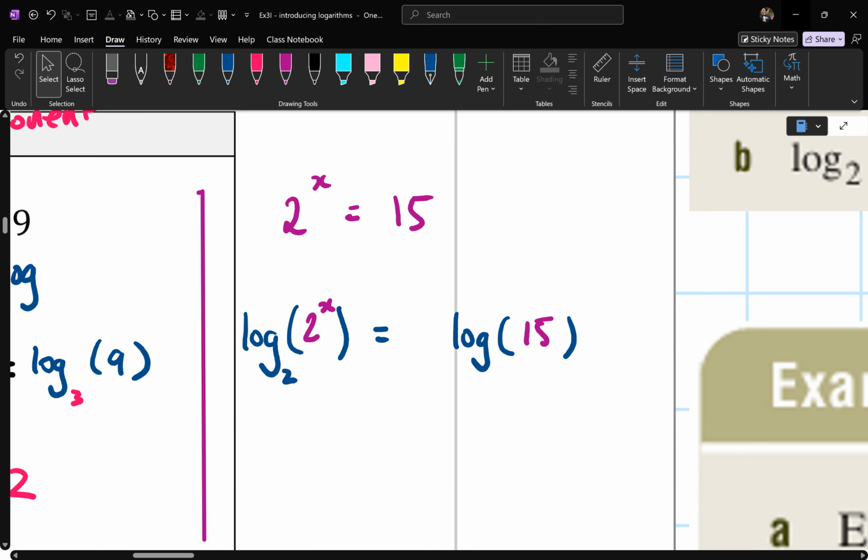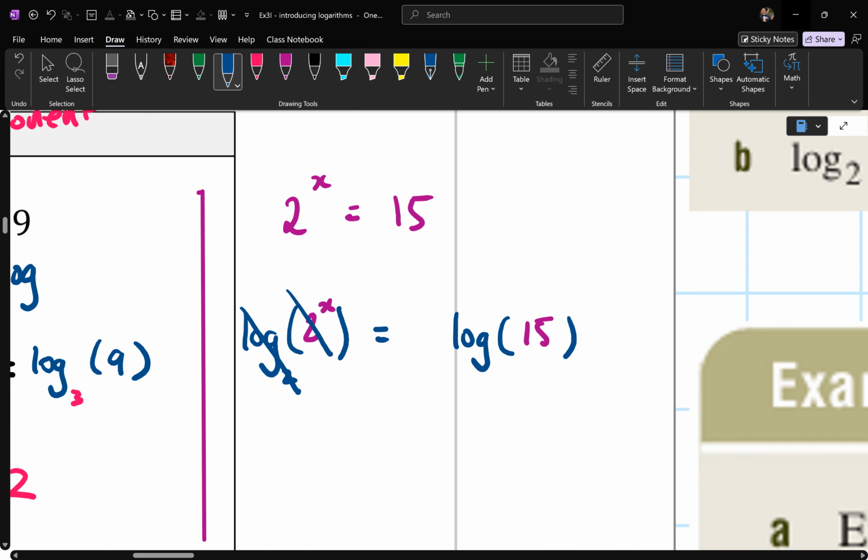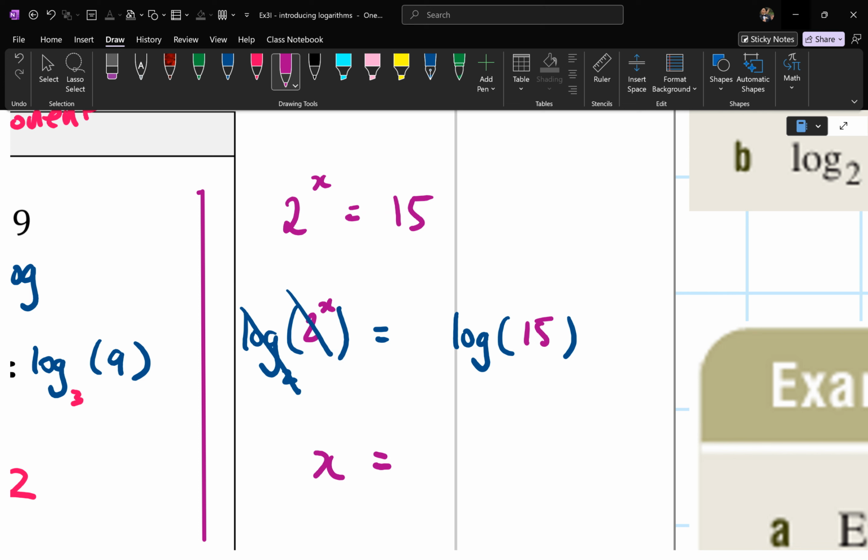These two should cancel out. And I'm going to show on the board so you can see, yeah? Log 2 of 2 will cancel out because they're opposites. And you end up with x is equal to, and remember, whatever you do to one side, you have to do to the other. So this should be log 2 of 15.